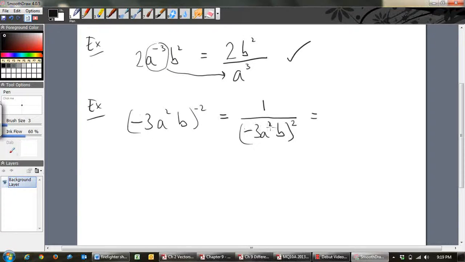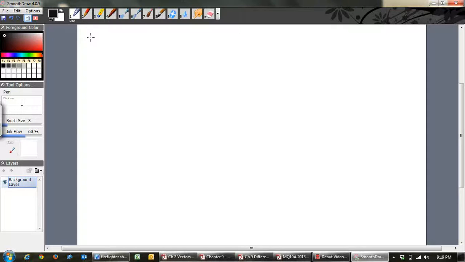Let's have a look at this. What happens when you raise a bunch of things multiplied together to a power? Each of those things gets that power. So it's 1 over negative 3 squared, a squared squared, and b squared. It goes to each of those things, which is equal to 1 over negative 3 squared is 9, a squared squared is a to the power 2 times 2, which is 4, b squared. There's your answer there. So negative powers flip things upside down.